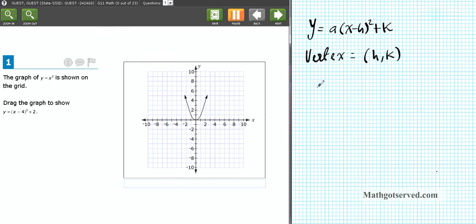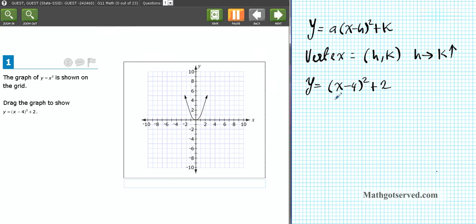In this problem we have y equals (x minus 4) quantity squared plus 2. If we find the vertex, that will tell us what the shifts are. In this case, our shifts are h units to the right and k units up. If h were negative, it would be h units to the left, and if k were negative, it would be k units down. All right?